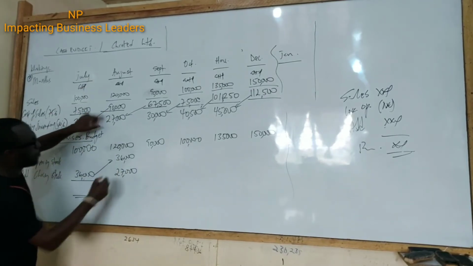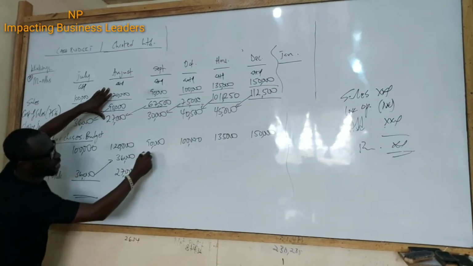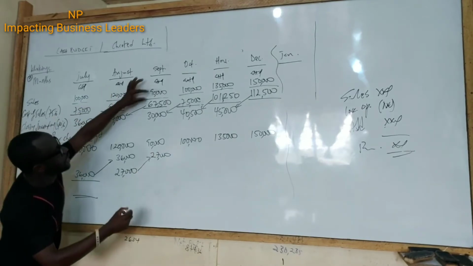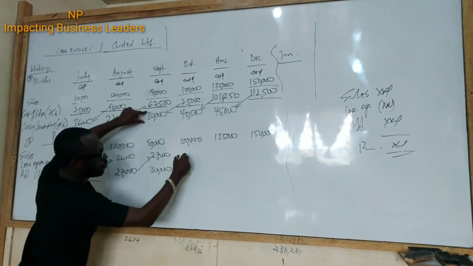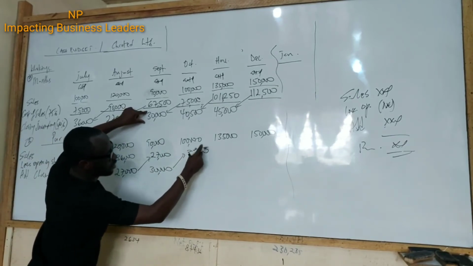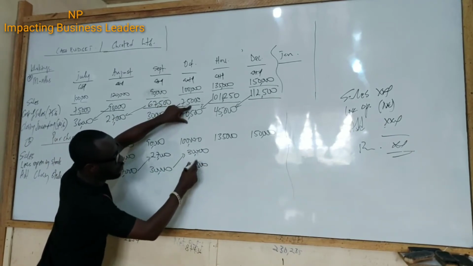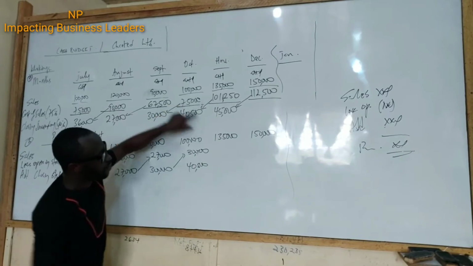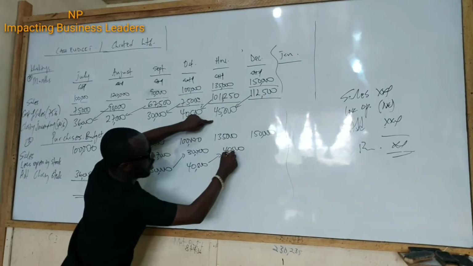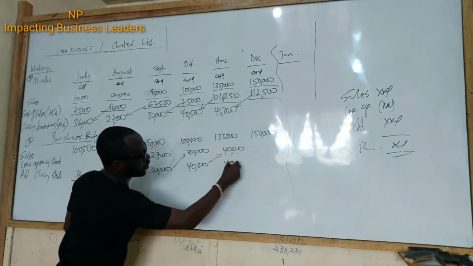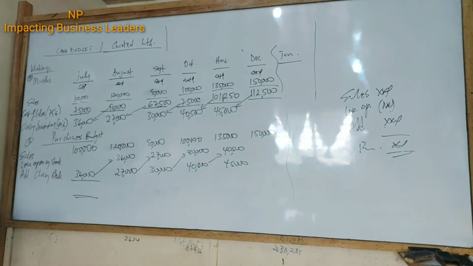I hope you are following. I'm picking the figures from the schedule here. And this closing becomes what? An opening here, 27,000. Then the closing for September is 30,000. It becomes an opening here, 30,000. Then the closing for October, 40,500, right? It becomes an opening here, 40,500. Then the closing here is 45,000. So that's it.